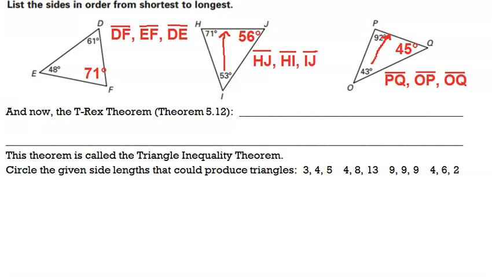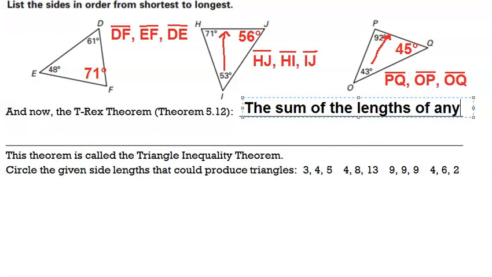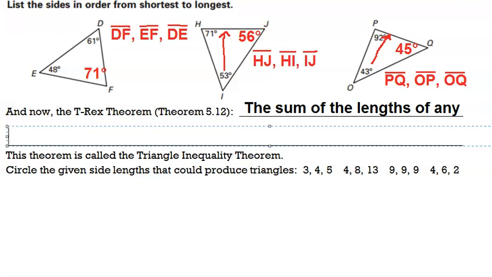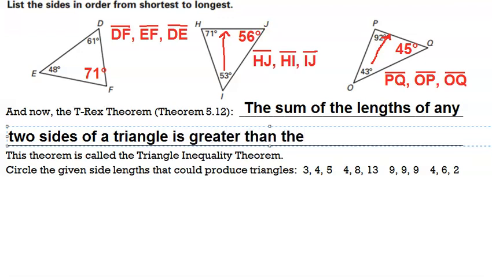All right, the last theorem that we're talking about is the T-Rex Theorem. That is not actually the name of it. That is the name that I give it because that's what it reminds me of. And it says the sum of the lengths of any two sides of a triangle is greater than the length of the third side.